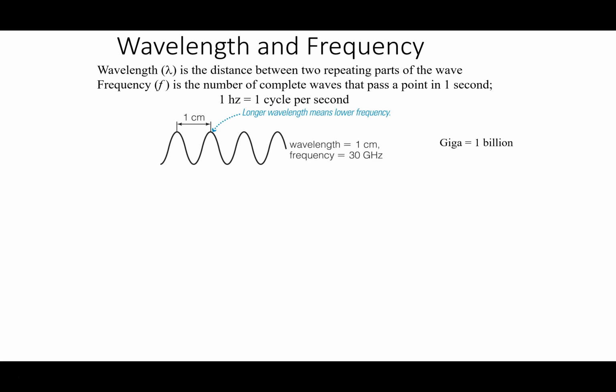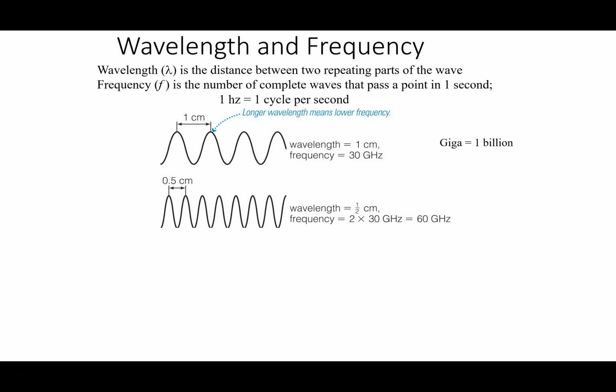But here's the deal. 1 centimeter, you're talking about like that. What if we go ahead and cut it, instead of 1 centimeter, we have 0.5 centimeter? What happened to the frequency? Doubles. Yeah, exactly. The wavelength halved and the frequency doubled. That's exactly how you see it here.